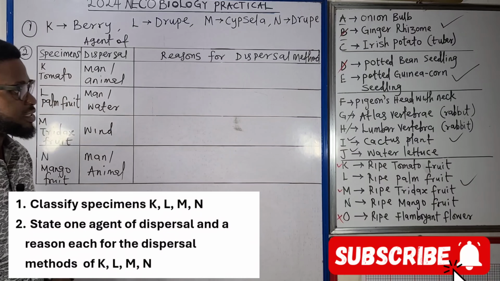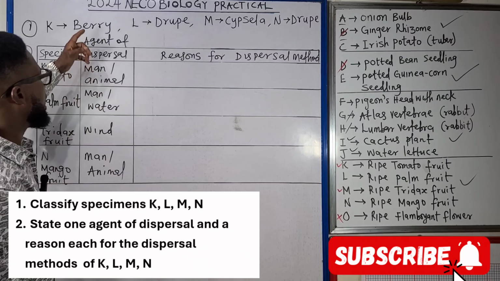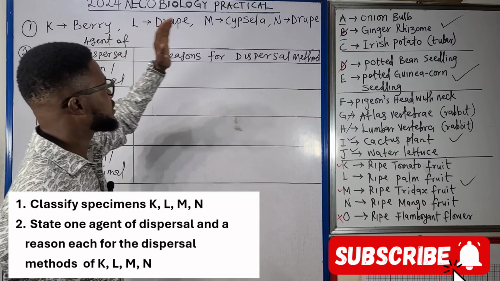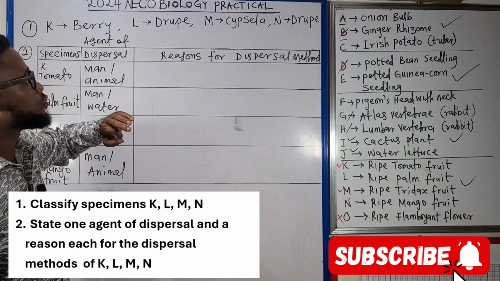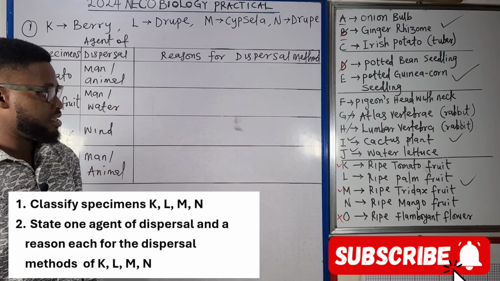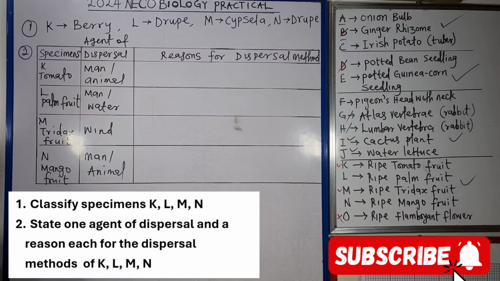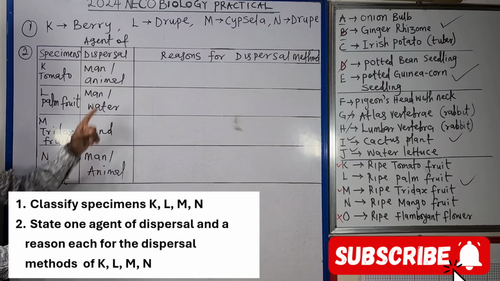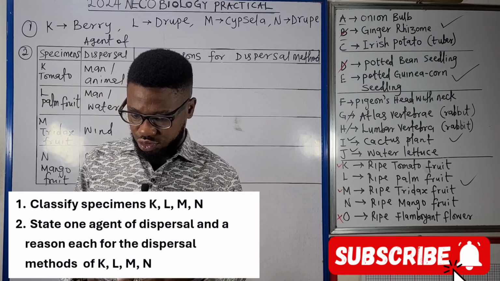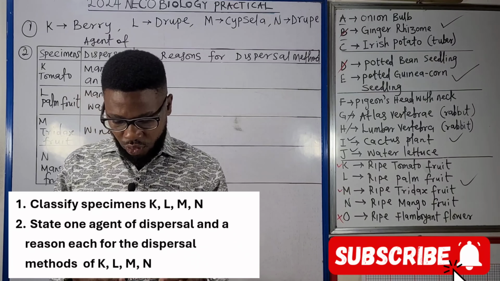Specimen K is a class of fruit called a berry. Specimen L is a class of fruit called drupe. Specimen M is a class of fruit called cypsela. And specimen N, talking about mango fruit, belongs to the class of fruit called drupe. So: berry, drupe, cypsela, and then a drupe.